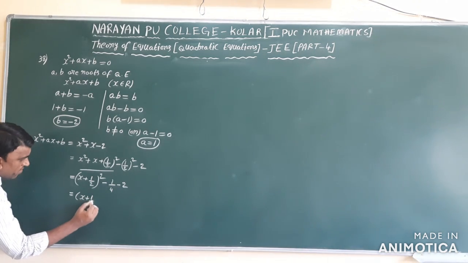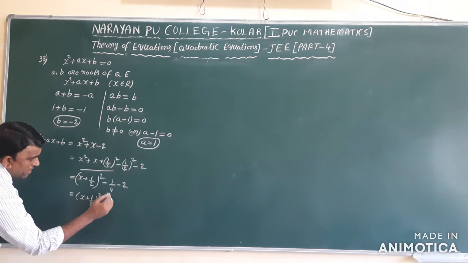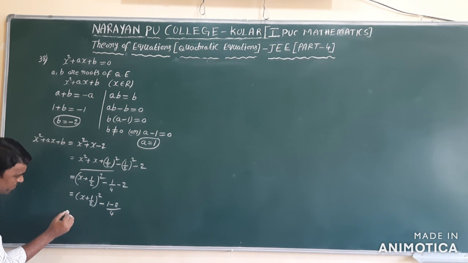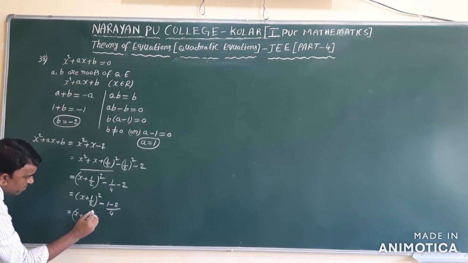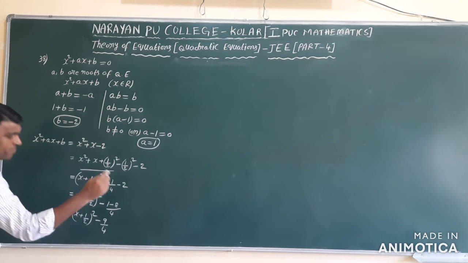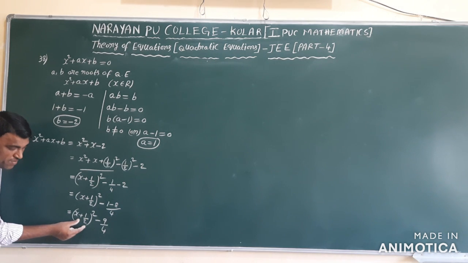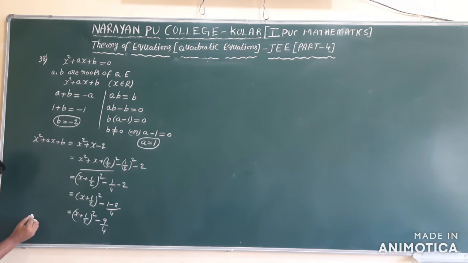x plus 1 by 2 whole square, take LCM: minus 1 minus 8 by 4. x plus 1 by 2 whole square, minus 1 minus 8, minus 9 by 4. So if you want to get the least value, if this term is 0, it will be least. That's what least value is.